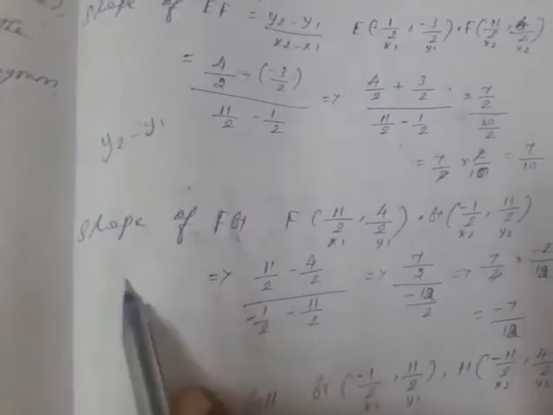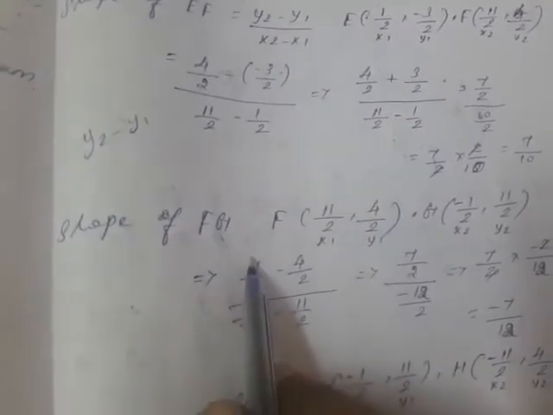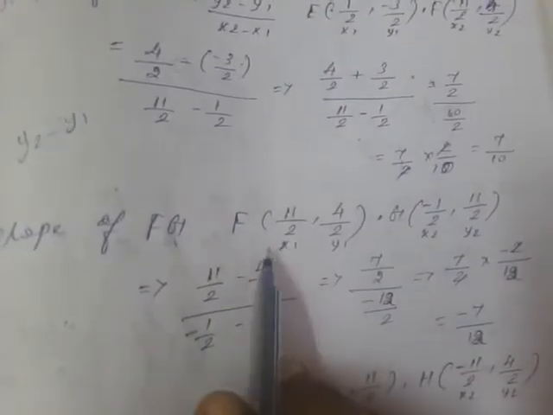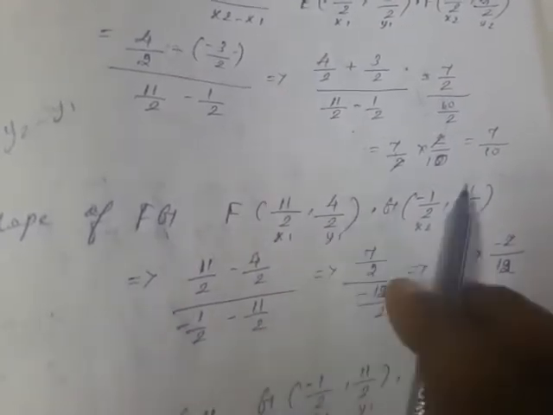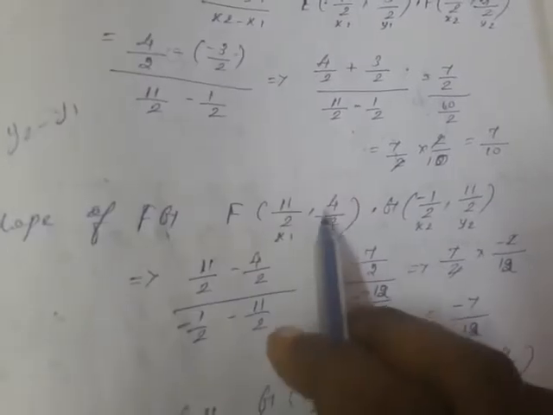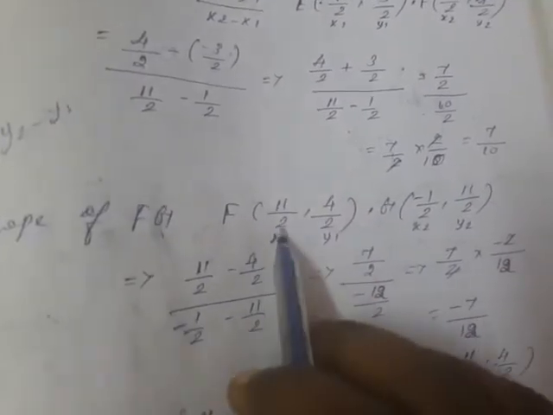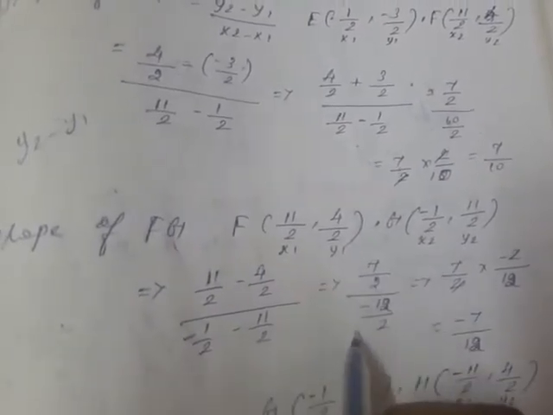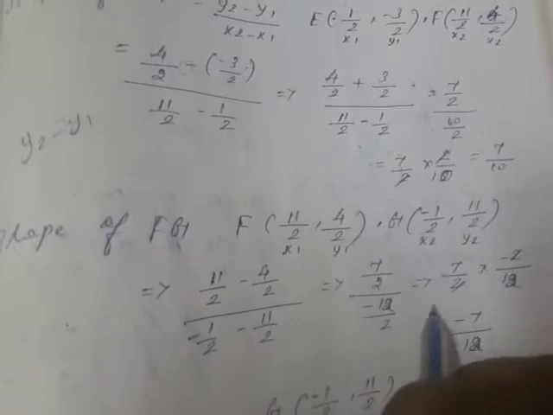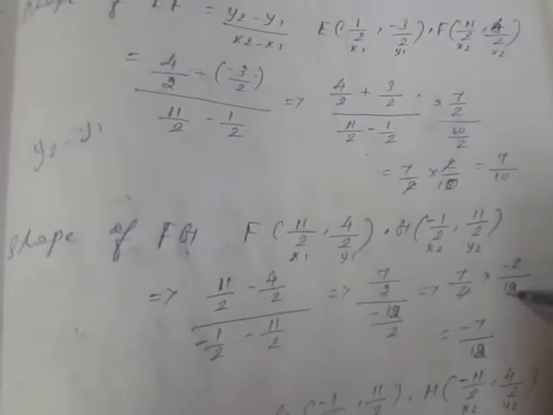The next, slope of FG. Slope of FG, F value, G value, the same thing, x1, y1, x2, y2. So y2 minus y1, 11 by 2 minus 4 by 2, by minus 1 by 2 here. Minus 1 by 2 minus 11 by 2. You have to subtract, 7 by 2 by, these you are adding one, minus 12 by 2. So 7 by 2, this one you have to move up, minus 2 by 12. 2 cancel, minus 7 by 12. So slope of FG we found.